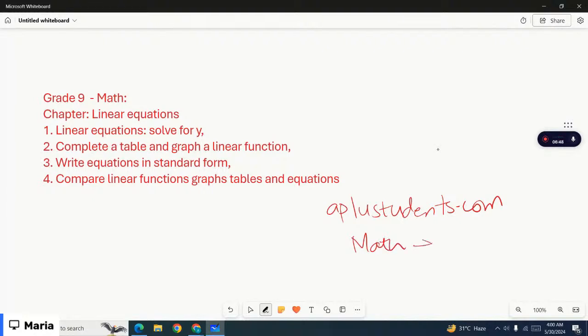Scroll down to grade 9 and then click on view all lessons. There you can find a list of the chapters. We're going to start with the chapter linear equations. The lessons we're going to cover today are linear equations solve for y, complete a table and graph a linear function, write equations in standard form, compare linear functions, graphs, tables, and equations.